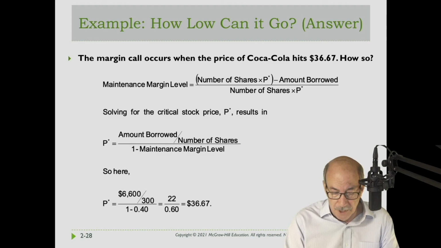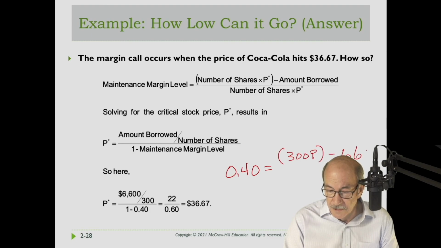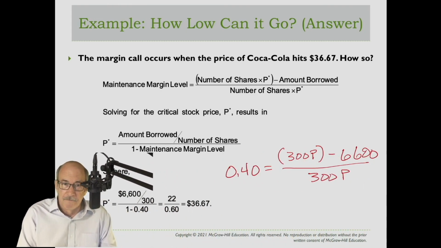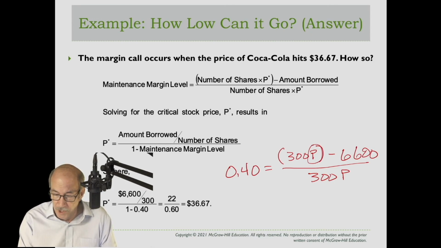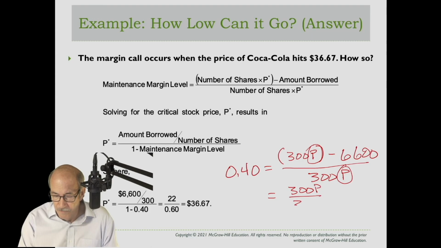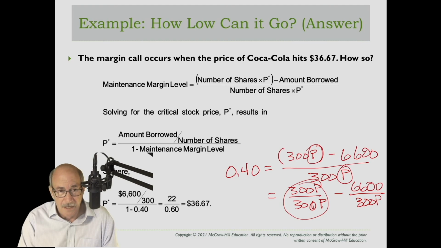So what I can do is start plugging in my numbers. My margin is 0.4 or 40%. And then I have in the numerator 300p minus 6,600, all over 300p, right? All right, so now I've got one variable, one equation. I just isolate p on the left-hand side. The only challenge is that I've got p in two places, and I can simplify that very easily by recognizing that 300p over 300p minus 6,600 over 300p, that 300p over 300p is 1. So it's simply 1 minus 6,600 over 300p is equal to 0.4.